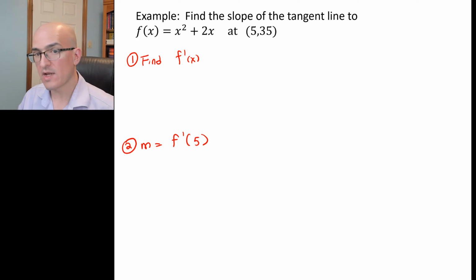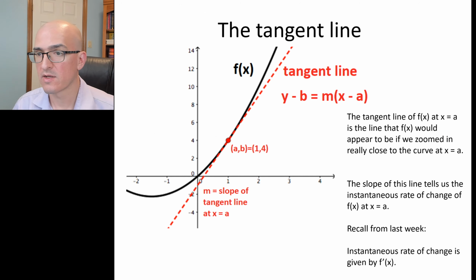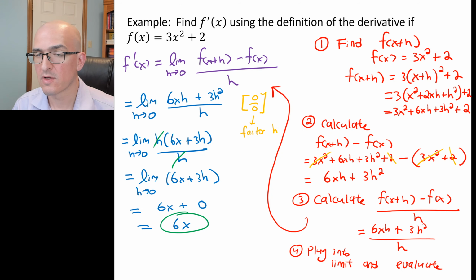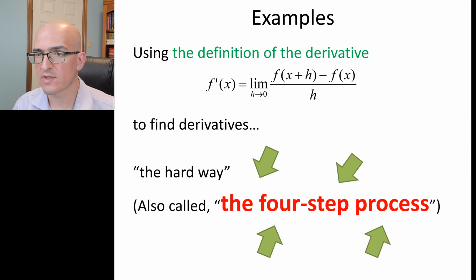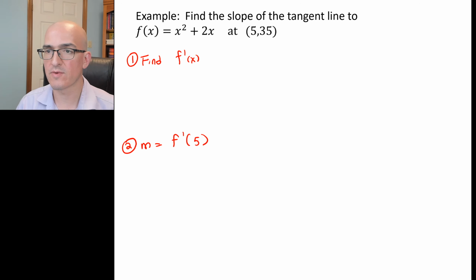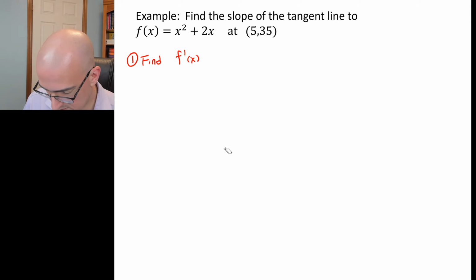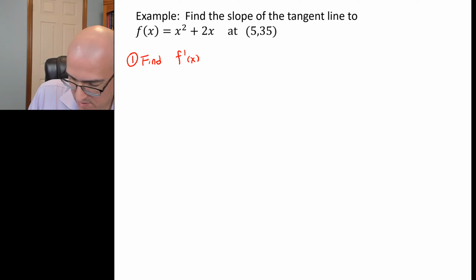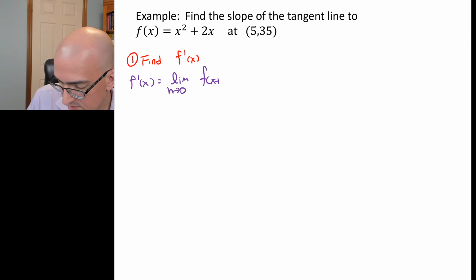Now this function, x squared plus 2x, if you go back to an earlier video, did we do that one? X squared plus 2x? Oh no, we did 3x squared plus 2. No, we didn't do it. Well, let's do it. Let's take the derivative. So f prime of x is the limit as h approaches 0 of f of x plus h minus f of x all over h.